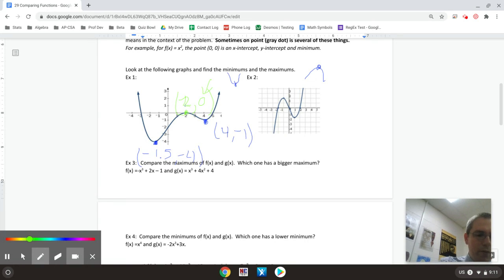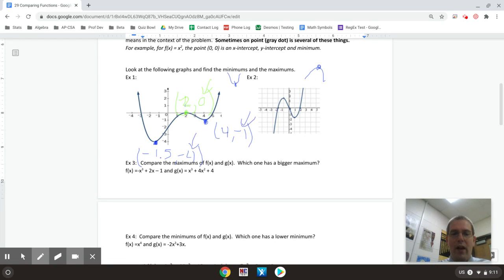Or you could say it has a minimum value of -1 at x equals 4, or another minimum value of -4 at x equals -1.5. So that tells you how to find minimums and maximums. Go ahead and try to pause the video, try number 2, and then we'll look at those answers.